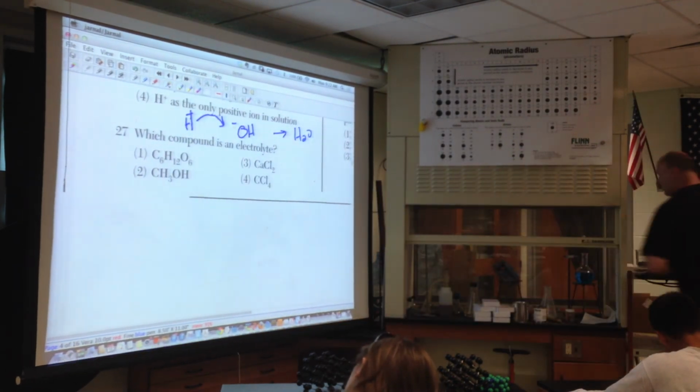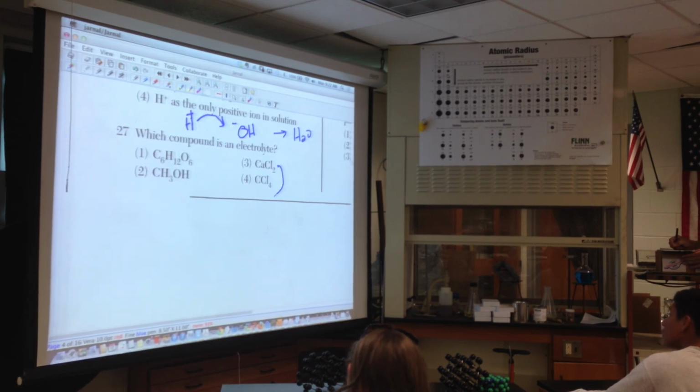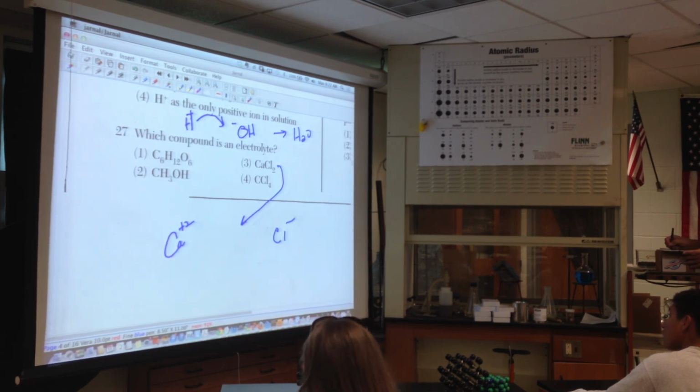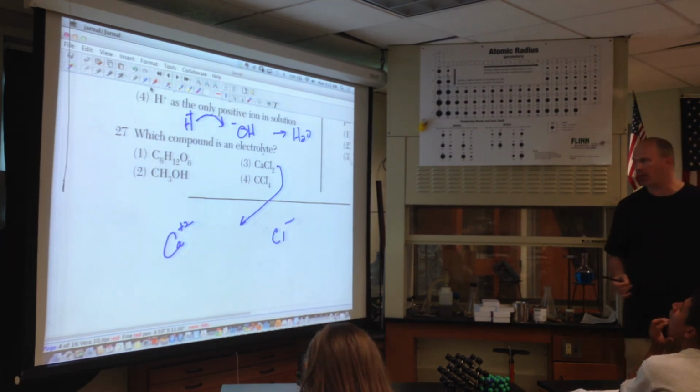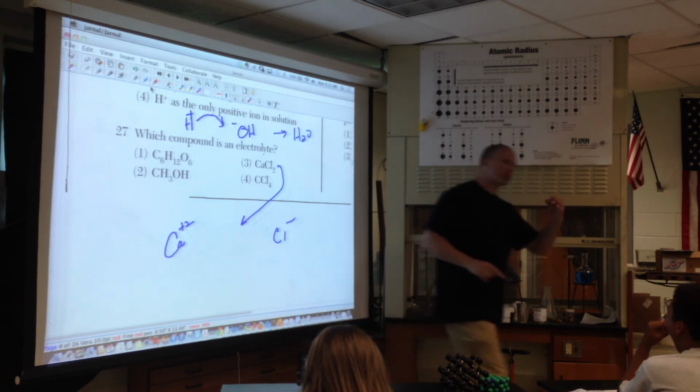Since we're right here, and I can't help myself, what would this look like in water? If I was to draw the attractive forces, this is going to dissociate into calcium plus and Cl negative. I'm giving you all the implications of everything tied together. By the way, this would be a solution. It'd be an electrolyte. How would water surround it?